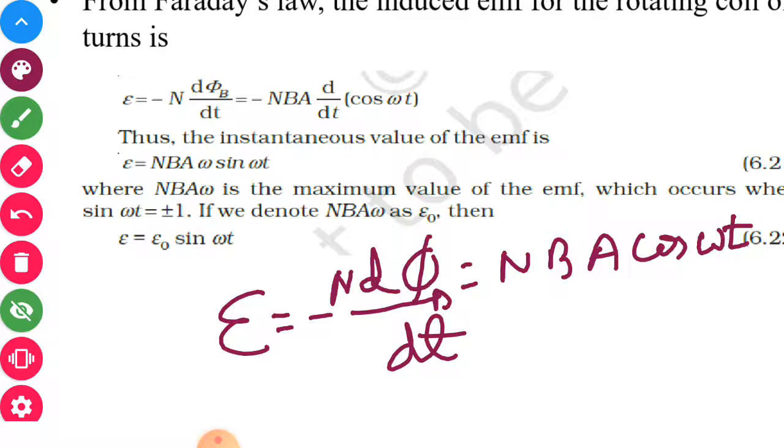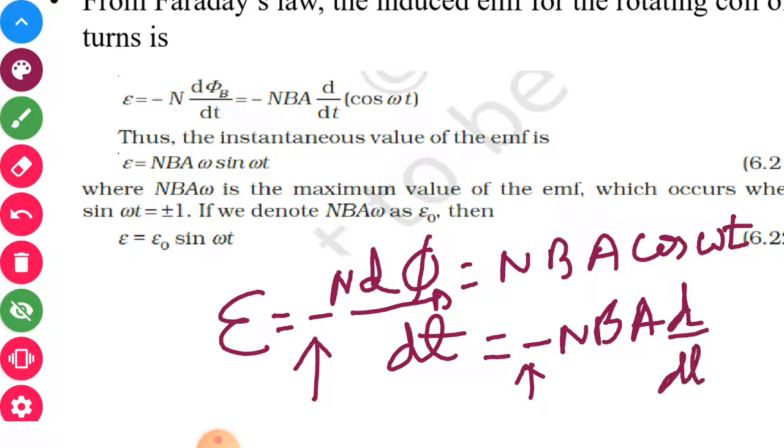So we have to take the differential. The minus sign is because of Faraday's law and Lenz's law, so we have to place the minus sign. So minus NBA, that minus is for Lenz's law, and then it becomes d by dt of cos omega t. Okay, so minus N d phi B by dt. So flux is BA cos omega t, and that BA cos omega t we have written, and then we take the differentiation of this whole term.